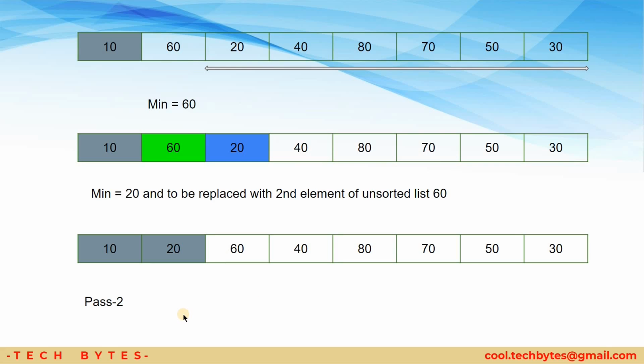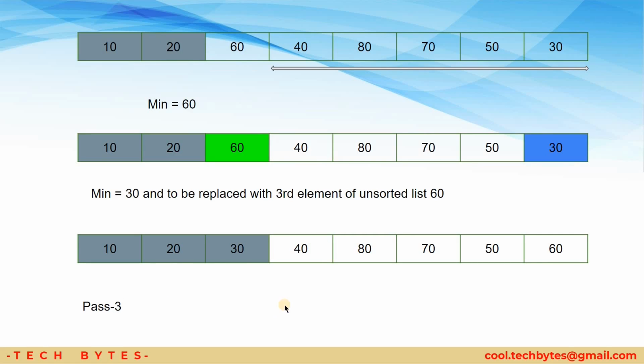Now, in the next step, consider minimum is 60 and scan through the list to find the real minimum value in the unsorted list. Alright, so the real minimum is 20. Then you can replace 60 and 20. Alright, by end of pass 2, the list becomes sorted with 2 elements and rest of them are not sorted.